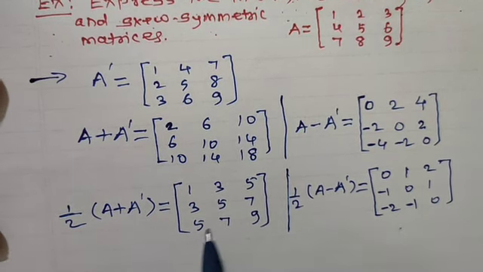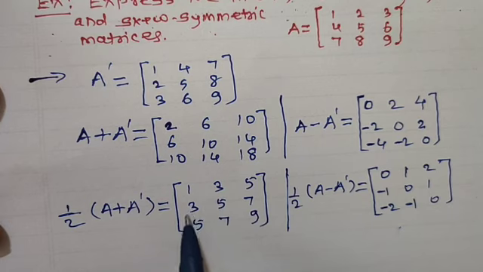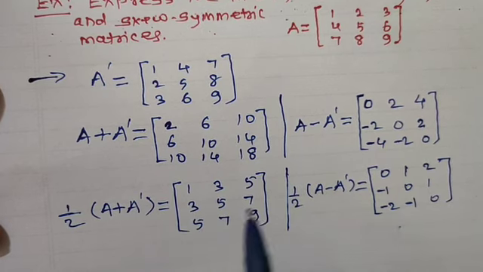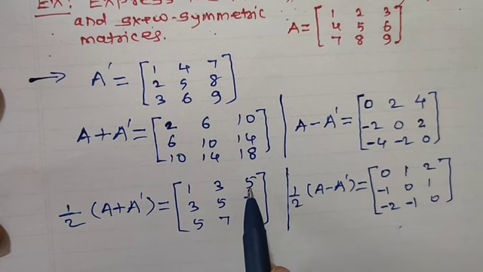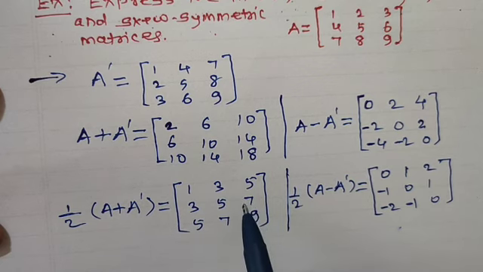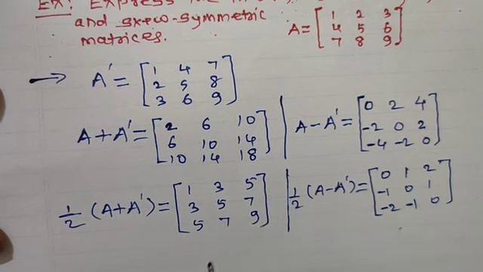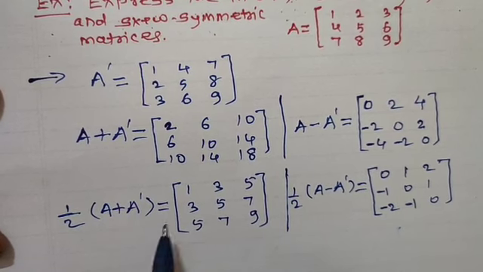You can see here, this element lies in first row, second column, and it is equal to the element lying in first column, second row. This element lying in first row, third column is the same as the element here in first column, third row. This element lying in second row, third column equals the element in second column, third row. These elements are equal, these elements are equal, these elements are equal. And so this satisfies the conditions of symmetric matrices.